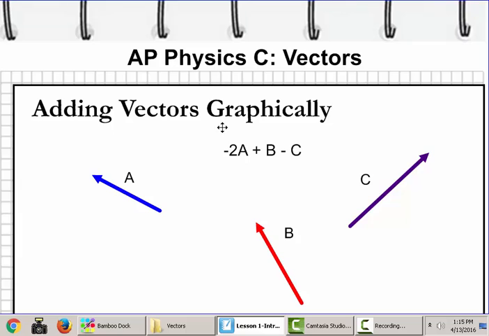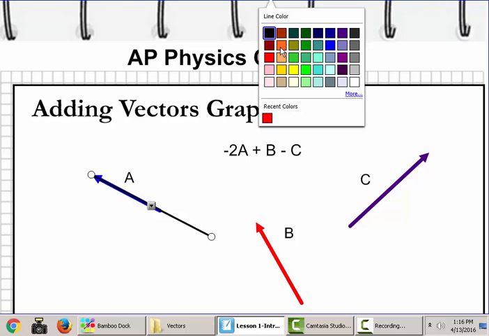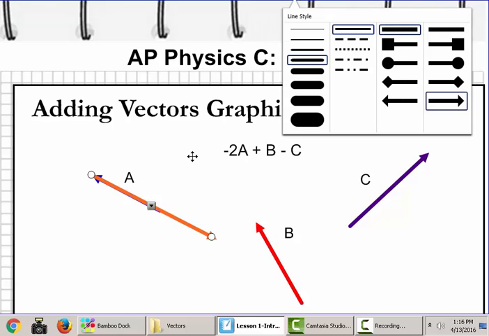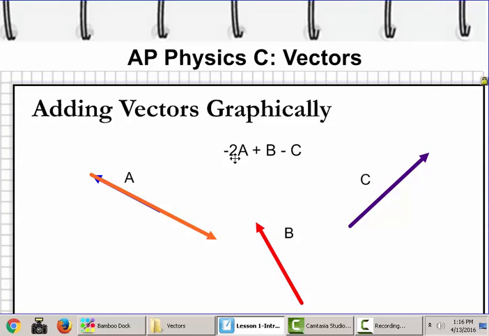Okay, if you get in a situation like this where it says negative 2A, what you want to do in that case is create yourself a new vector here that's twice as long as A, but going in the opposite direction. So I'm going to do this kind of roughly. This represents a negative 2A here. I'll make it orange or something, and give it some extra thickness. So this orange one represents negative 2A.